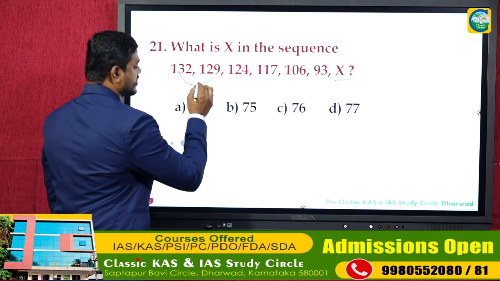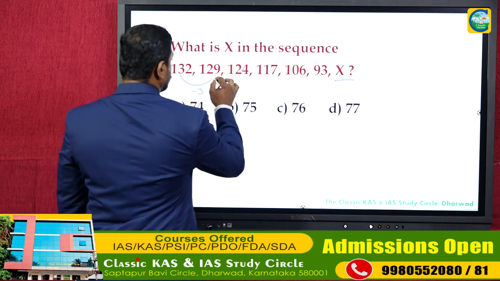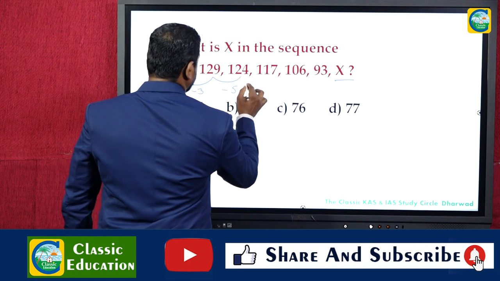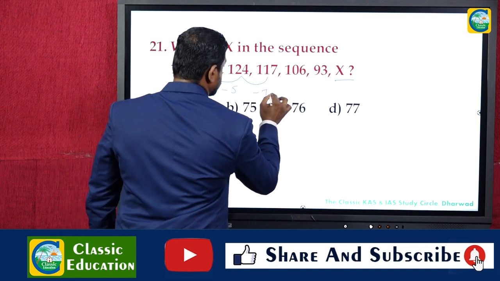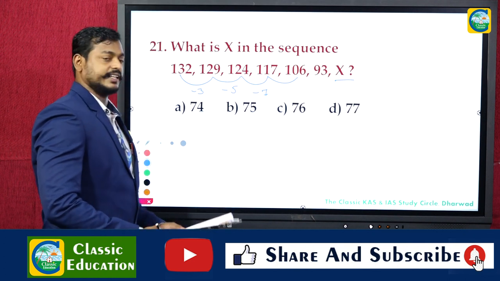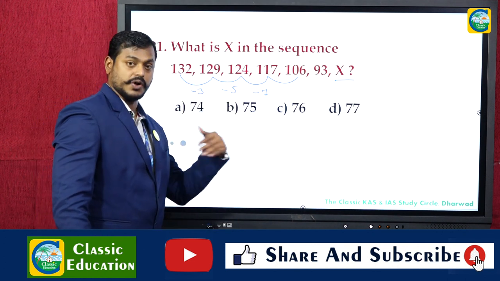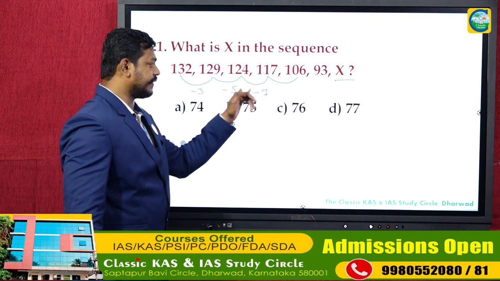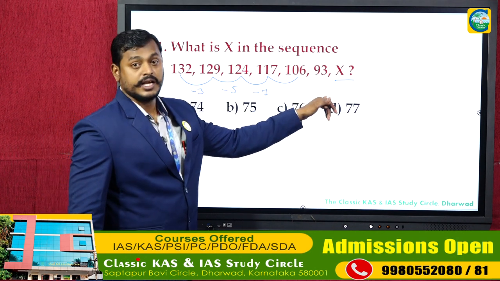129. So that is a minus 3. Then 129 to 124, that is a minus 5. Here comes minus 7. Then obviously when we're doing like this, now we'll think that minus 3, minus 5 is an odd series, then we move forward continuously. Minus 3, minus 5, minus 7, then minus 9, minus 11, minus 13.